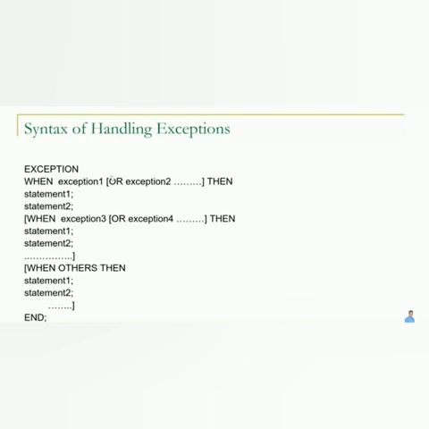Syntax of exception handling. So in the syntax, what are the things given that should be written under that exception block? In syntax, first they have given exception. Under that exception block, first we should use the when keyword. Near that when keyword we can use the exception name, for example, zero divide or exception 1. Like that we should mention the exception name.